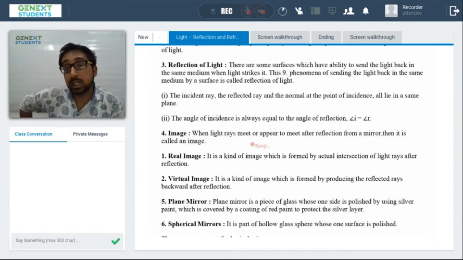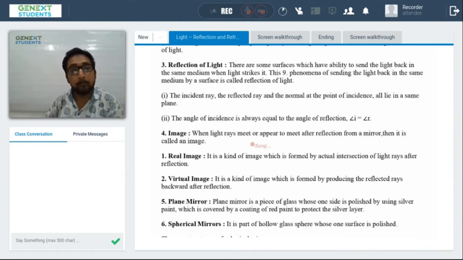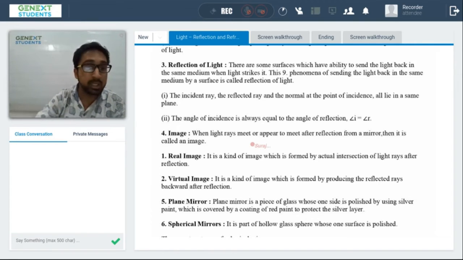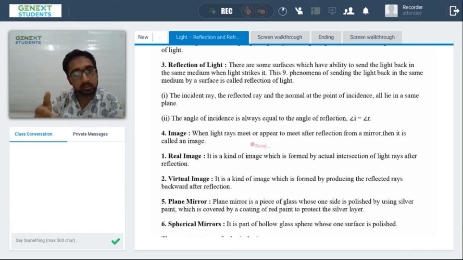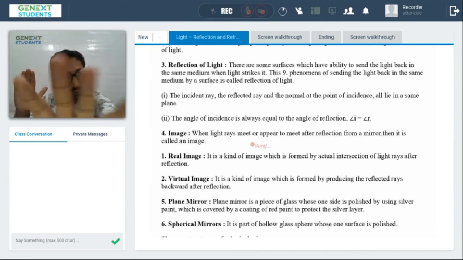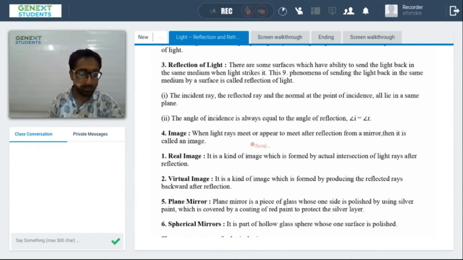There are some surfaces which have the ability to send the light back into the same medium when light strikes them. This phenomenon of sending the light back into the same medium by a surface is known as reflection of light. Let's say this is a particular surface. If you are able to see this hand, it's simply because light is coming to this hand and getting reflected. And if it is getting reflected and reaching your eyes, and through that you are able to see, that is the simple phenomenon of reflection of light.